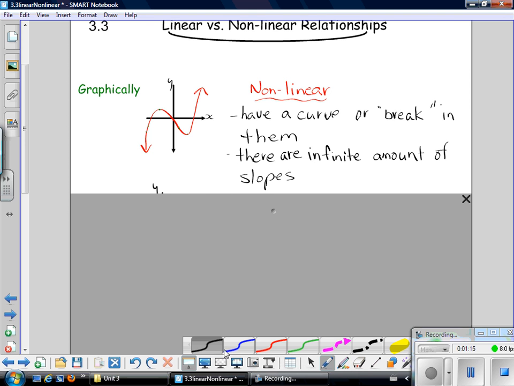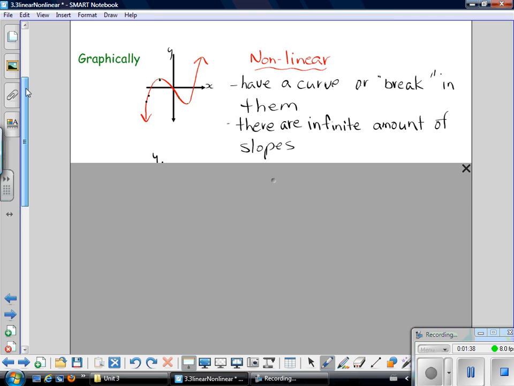If I took this little dot here, I could figure out the slope just at that one location. But then you can see the graph changes a tiny bit, so I could find a slope there. Wherever you pick, you're going to have an infinite number of slopes, and they will be different. So that's how we tell graphically whether something's nonlinear.